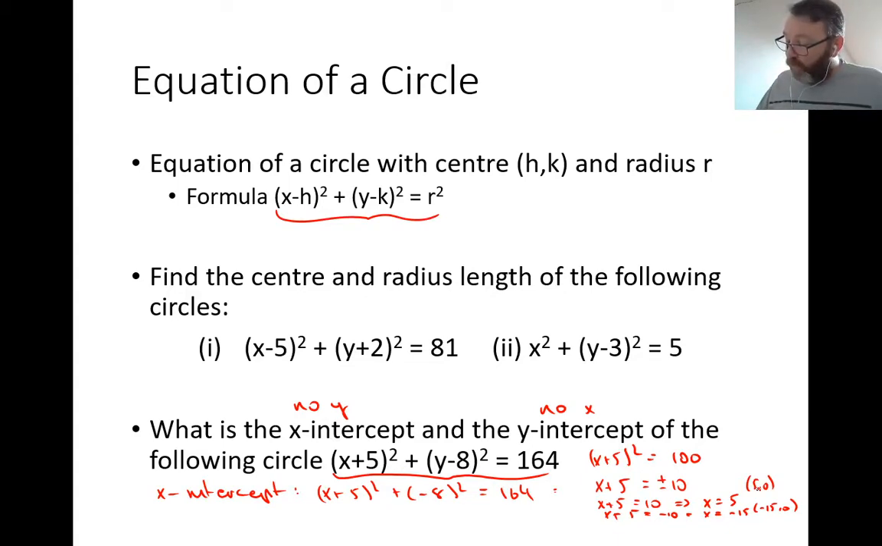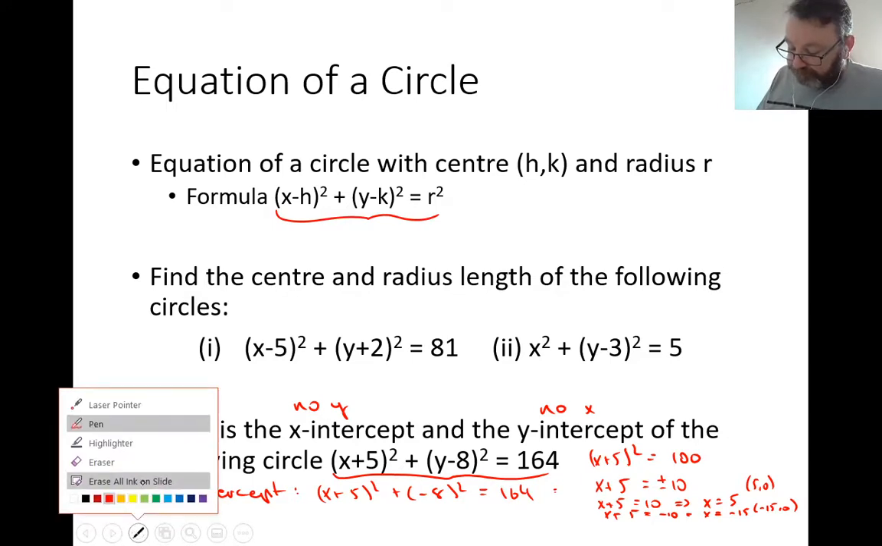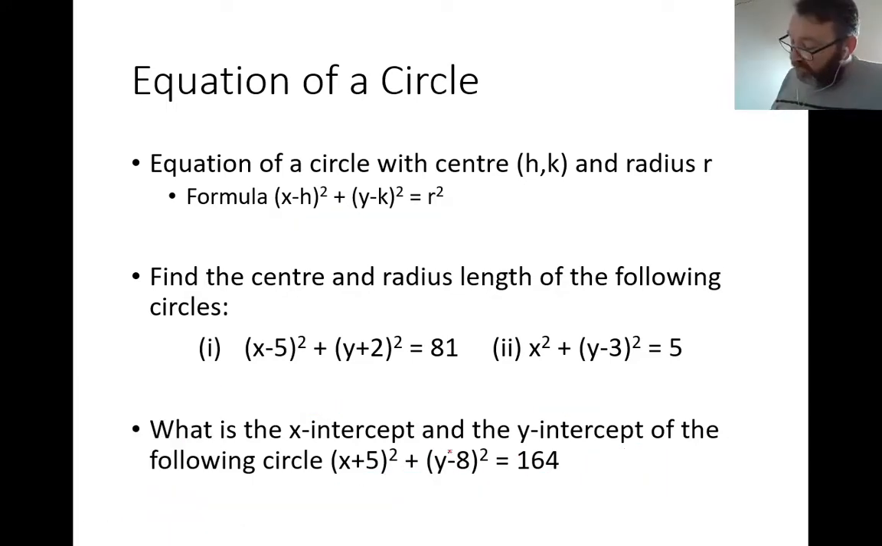What about the y-intercept? So let me just go back there. Let me take off that. Now I want to get the y-intercept. So what am I going to do? There's going to be no x. So just take out reference to x, and you end up with 5 squared plus (y minus 8) squared is equal to 164. Now do the same thing as before.